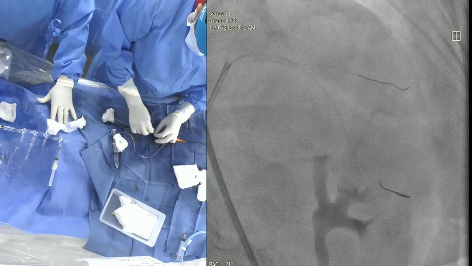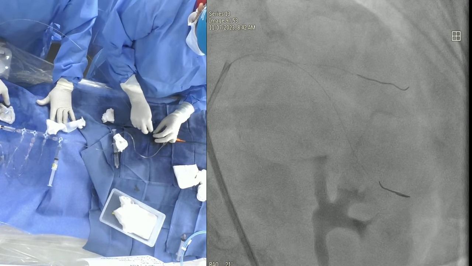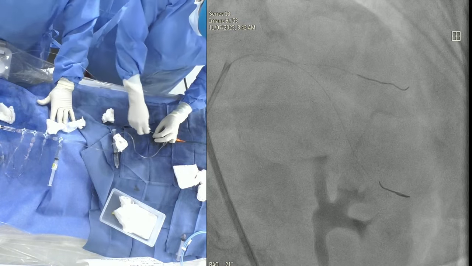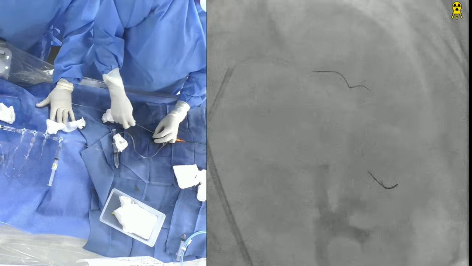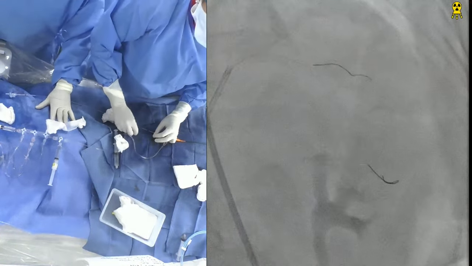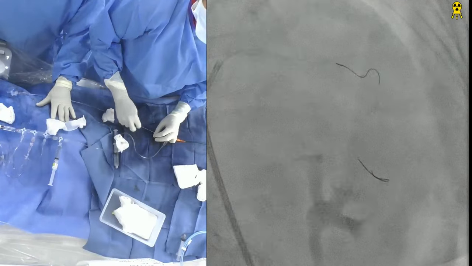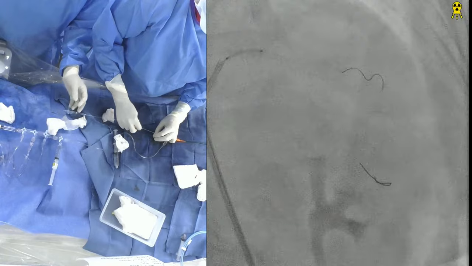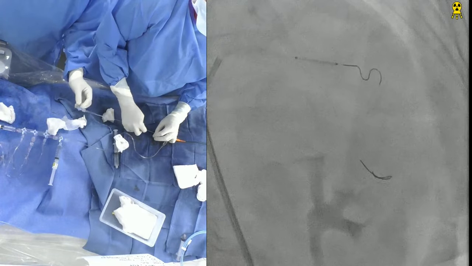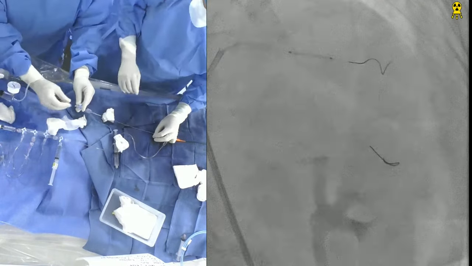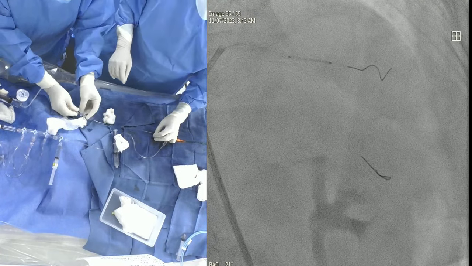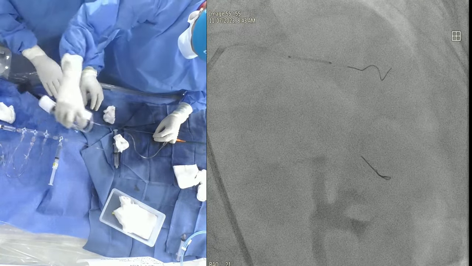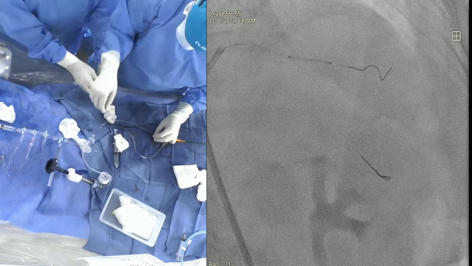Okay, the diagonal has been dilated with a 2.0 at 20 atmospheres, and we're putting a 2.25. The wire keeps coming back. No, the other one. Yeah, good. So, the white one. The side branch is always the white one. White, good. Leave it. Okay, let's bring the other stent.